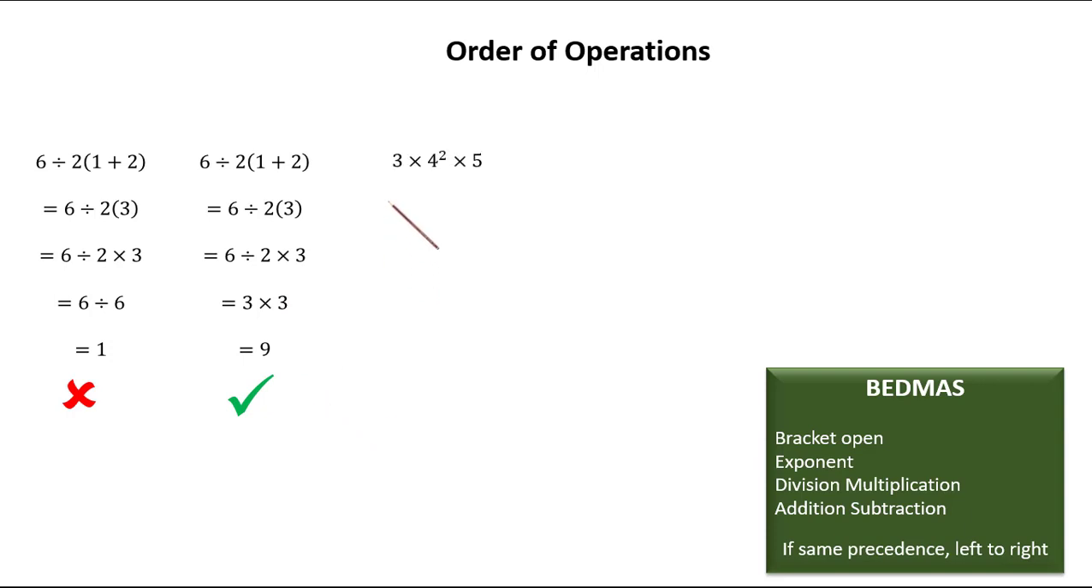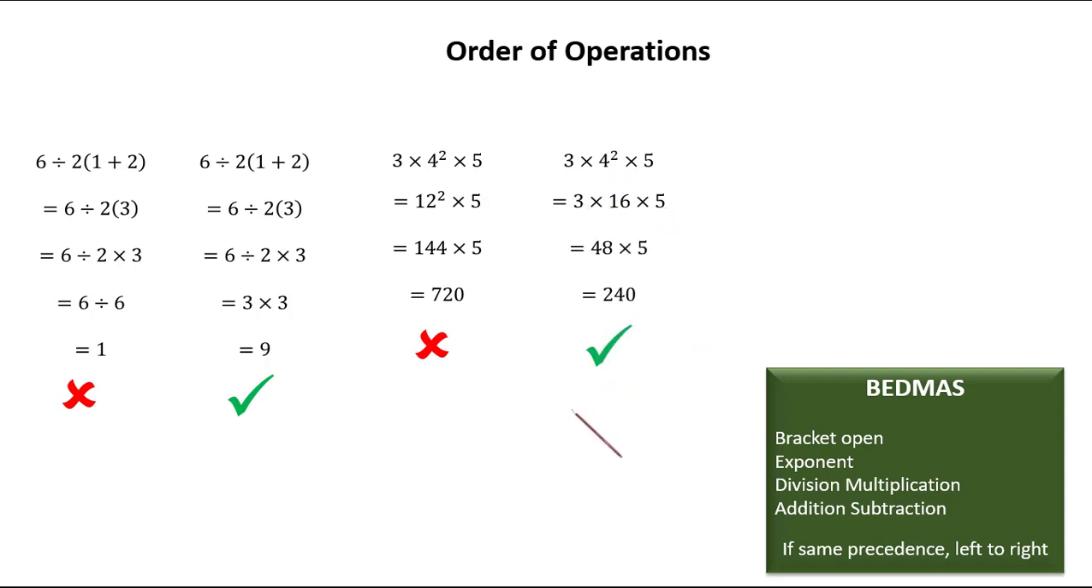What about this? 3 multiplied by 4 squared multiplied by 5. So 3 fours is 12. 12 squared multiplied by 5. 12 squared is 144. 144 multiplied by 5 is 720. Now this is wrong because 4 squared is an exponent. So first we should deal with the exponent and then multiply the numbers. The correct way of doing this is 4 squared is 16 and then multiply by the numbers, and you'll get the correct answer.